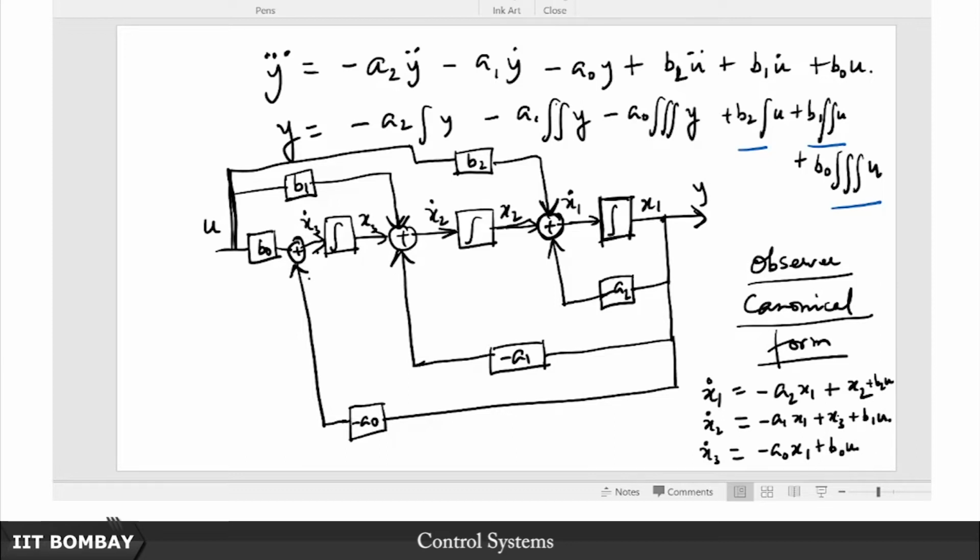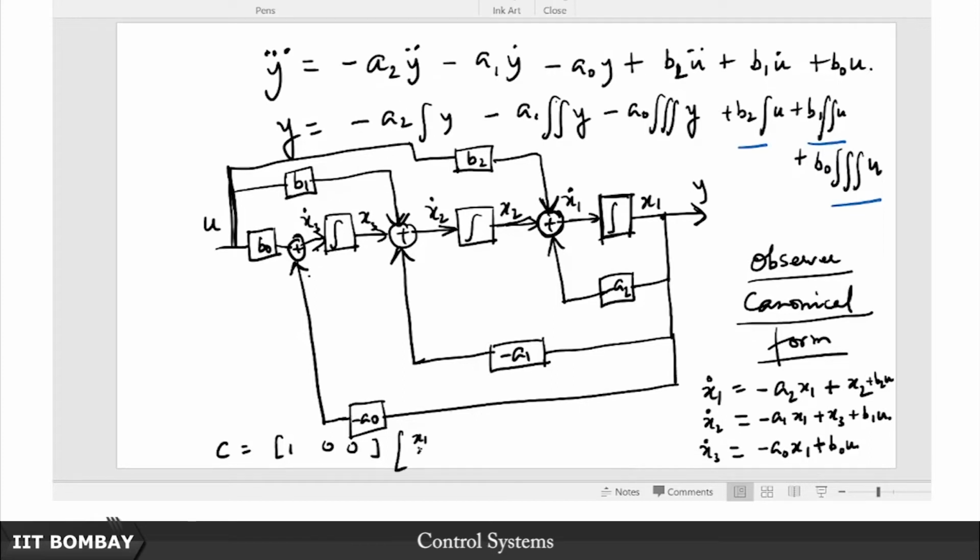yes, I guess that is what the structure is going to be, right, minus a naught x1 plus b naught u. What about the C matrix? The C matrix is going to be just 1 0 0 times x1 x2 x3. So the Cx is going to be like this. So this is my C matrix. What is the A matrix?